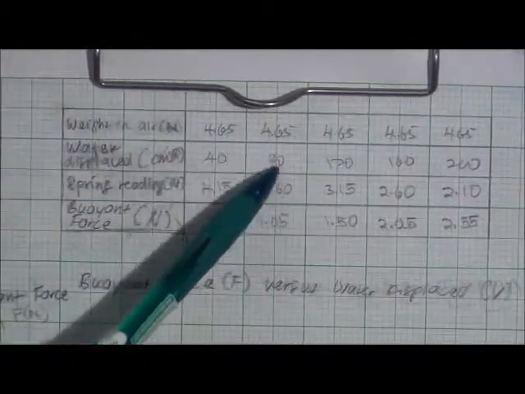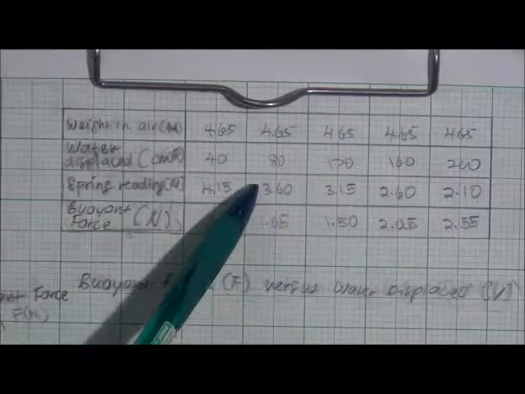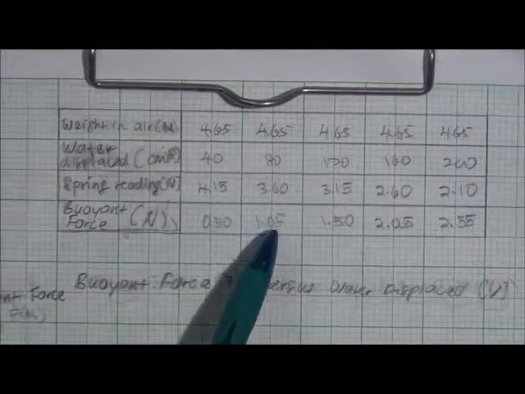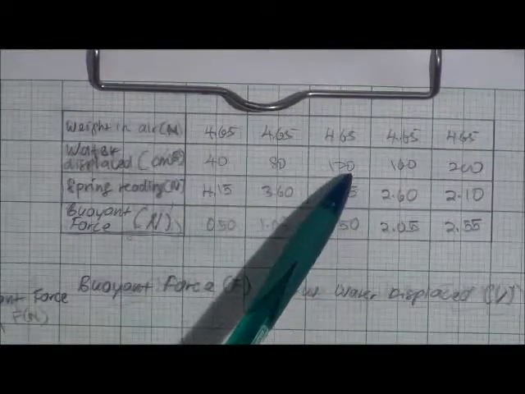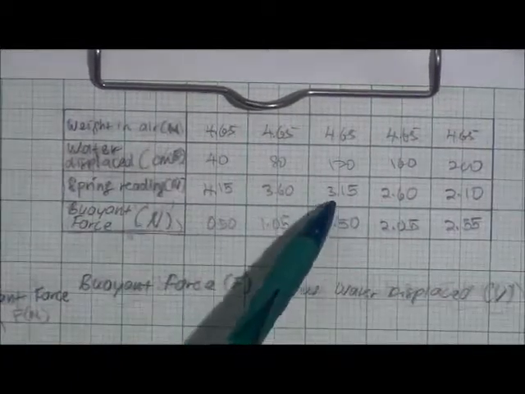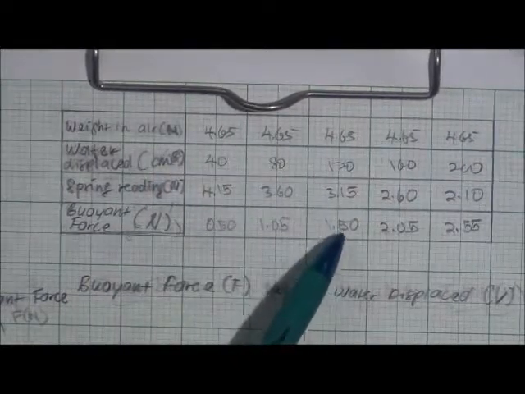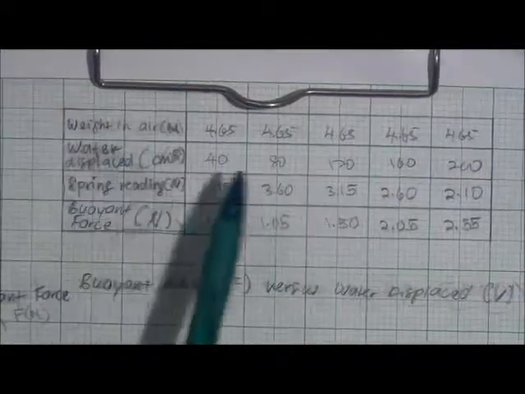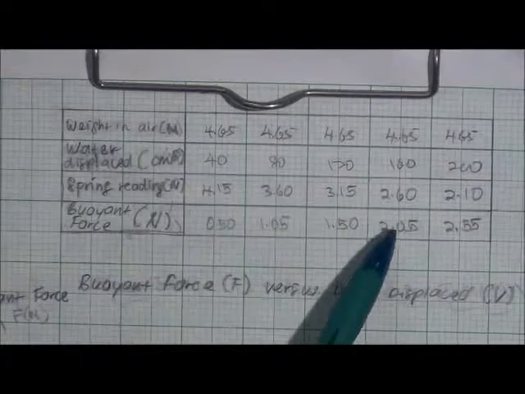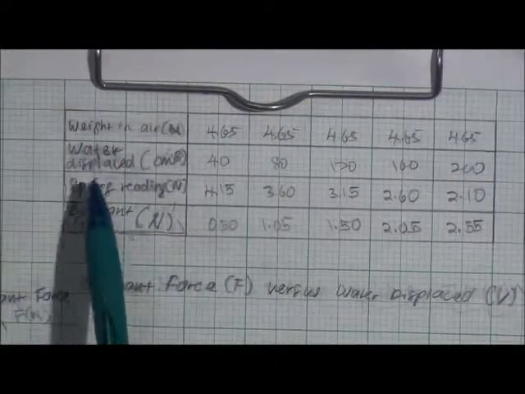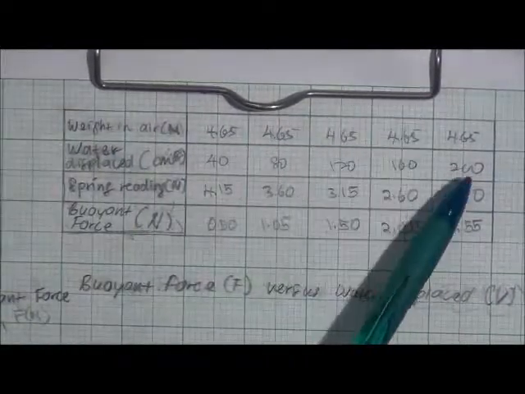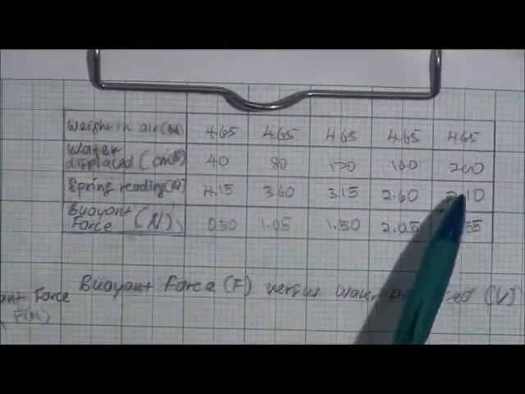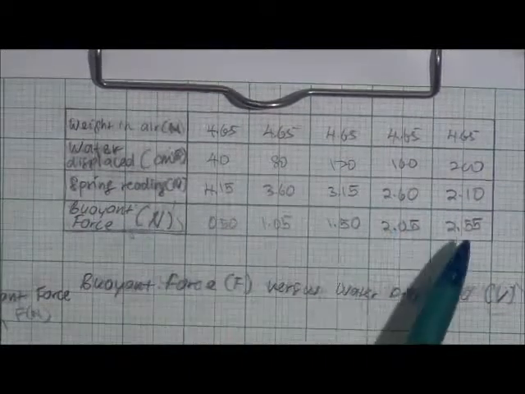When it's 80 for the water displaced, the spring reading is 3.6 and the buoyant force is 1.05. At 120 water displaced, the spring reading is 3.15 and the buoyant force is 1.5. Water displaced at 160, spring reading 2.6 and the buoyant force is 2.05. And then water displaced 200, the spring reading is 2.1 and the buoyant force is 2.55.